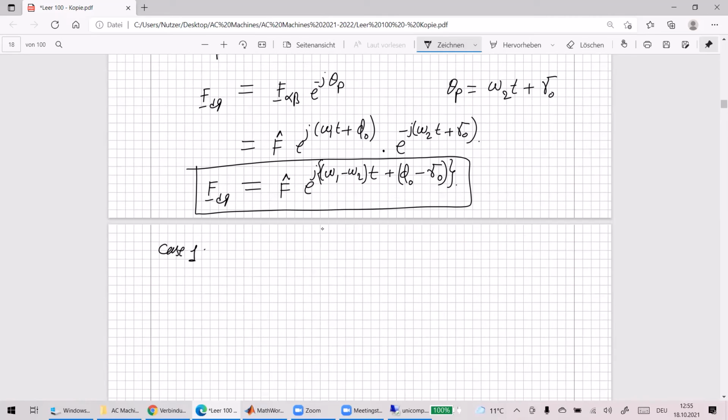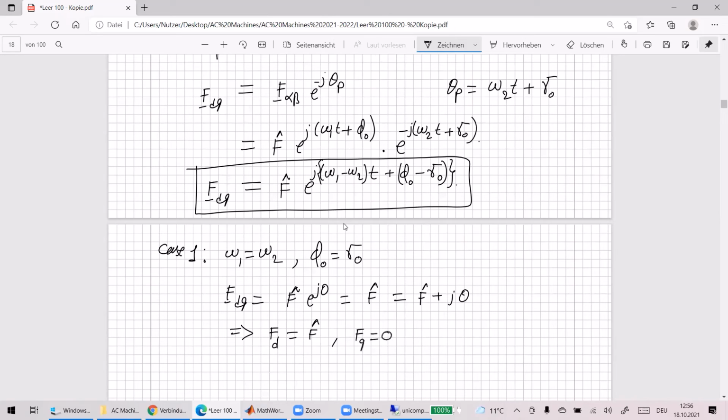So case 1, what we have is omega 1 equal to omega 2 and phi naught equal to gamma naught. So let's say they are all the same. Then what we have is f dq is equal to f cap into e power 0. So it is just your f cap, and we can write this as f cap plus j0, right? So we just have the d component, and it is DC.